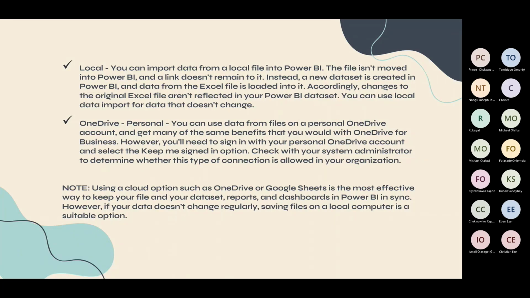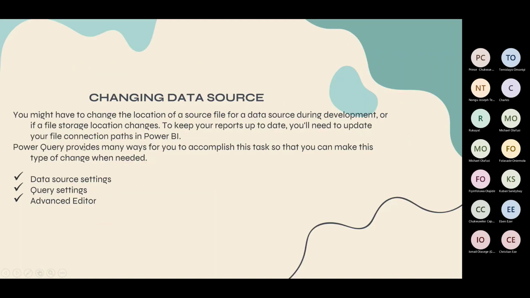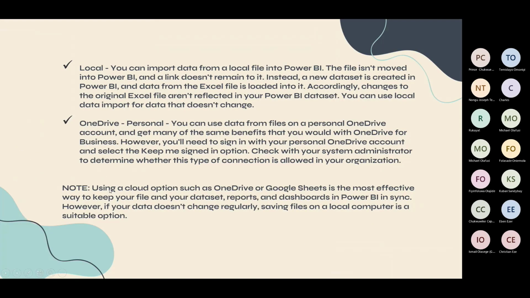So it's better if the data is what you're going to be using to be working with. If it's something you're going to be updating frequently and you don't want to use Power BI service, you can put it in your OneDrive or put it in a Google Sheet. Those two methods will help you. Just like I said, there's a note: a cloud-based option such as OneDrive or Google Sheet is the most effective way to keep your file and your data set, report and dashboard in Power BI up to date. However, if your data does not change regularly, saving on a local computer is a suitable option.